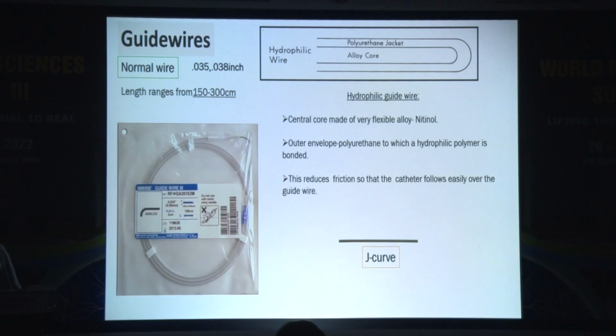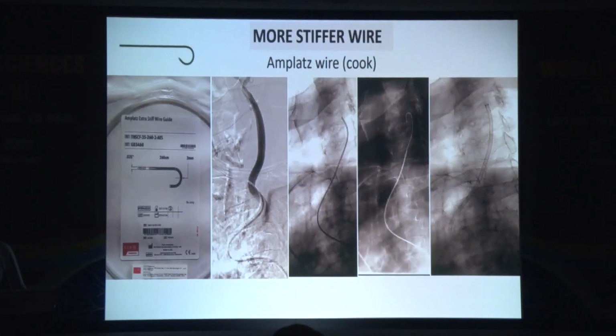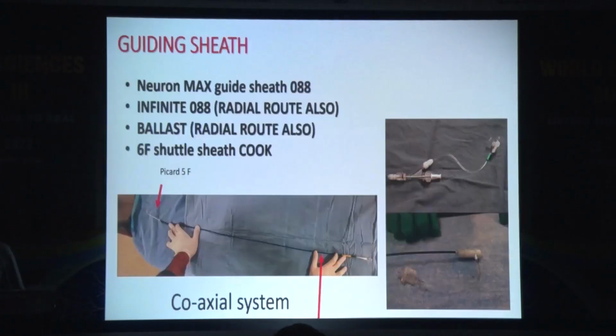So guide wire, preferably 035 wire, Terumo wire, or 038 wire can be used. These are J-shape wires. Sometimes in case of very tortuous anatomy, in case of unfolded aorta, type 3 arch, we may require a stiffer wire, which is an Amplatz wire. It's not a hydrophilic wire, which eases the trackability of the stiffer guiding sheath into the CCA.